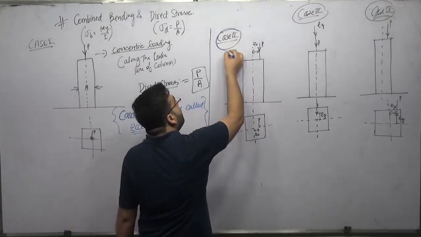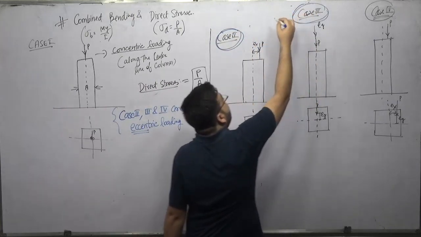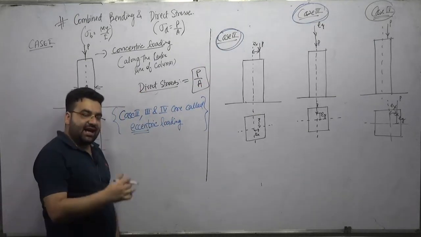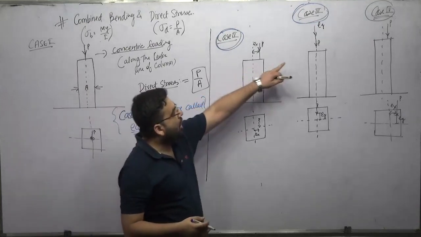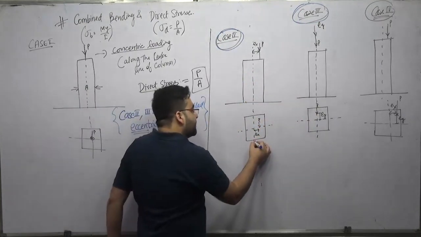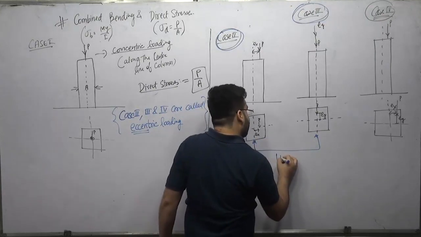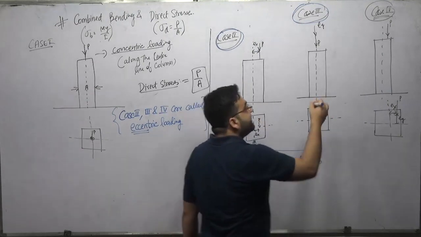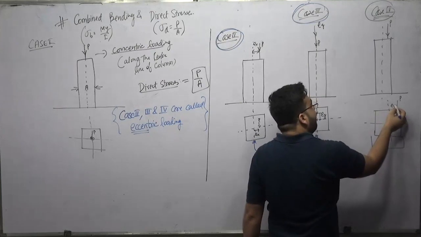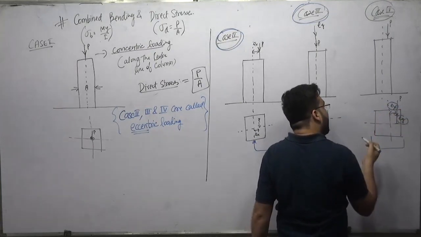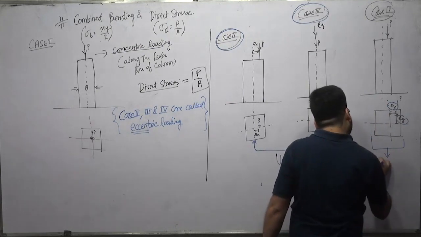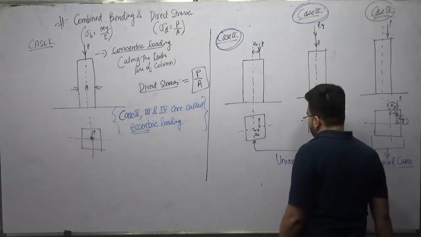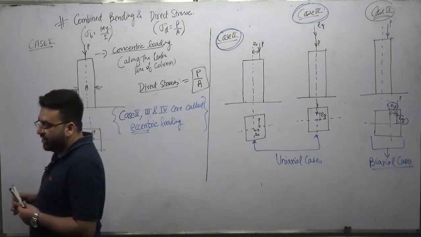Case 2 and case 3 are known as uniaxial loading. It means that we have an eccentricity either on the x-axis or on the y-axis. But in case number 4, we have eccentricity for both Ex and Ey. These types of cases are known as biaxial cases.